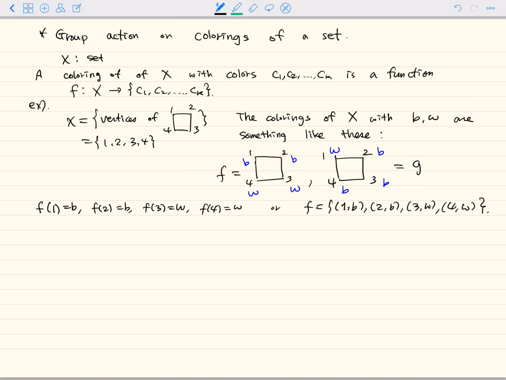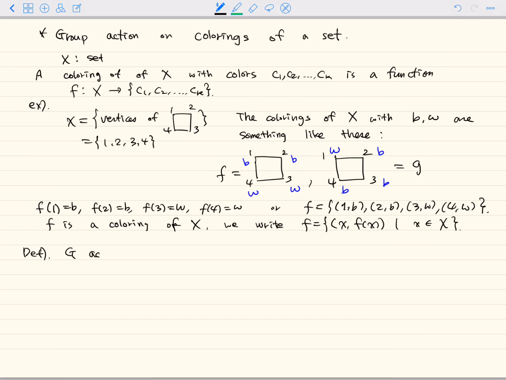So really, if f is a coloring of X, then we also write f as a set of tuples, pairs like (x, f(x)), where x is in X, like I did just in the previous line.